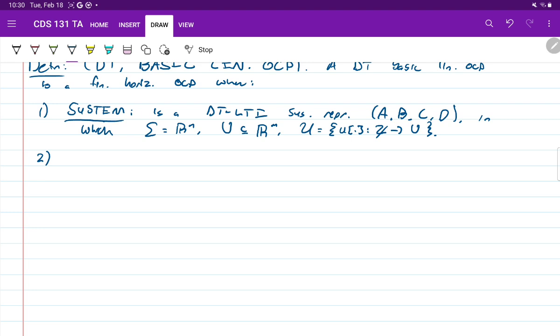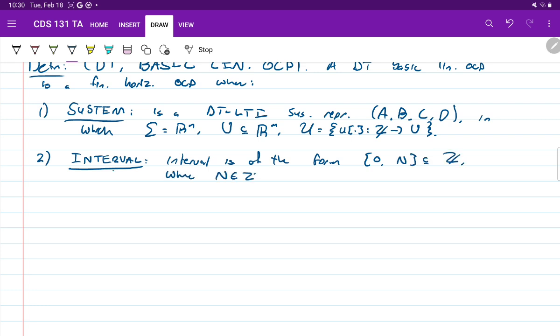What else do we have? Well, we also need to specify an interval. The interval is of the form 0 to n, which is a subset of the integers, where n is a positive integer called the horizon. In optimal control, we commonly use this word horizon just to refer to the length of the optimal control problem. So that's all that we're doing here.